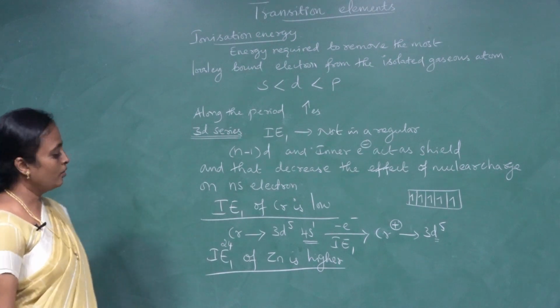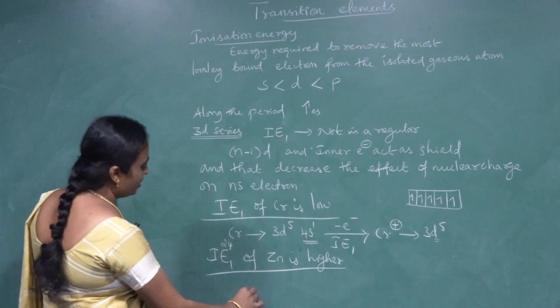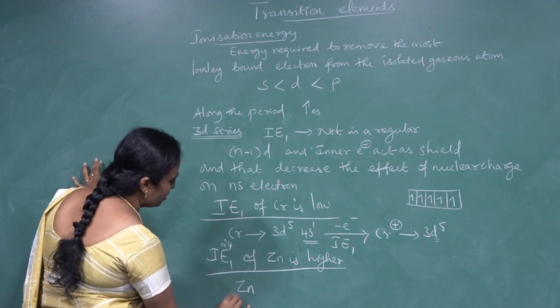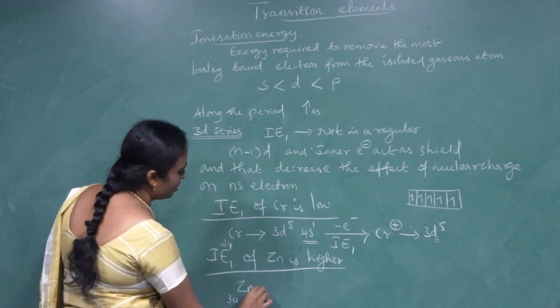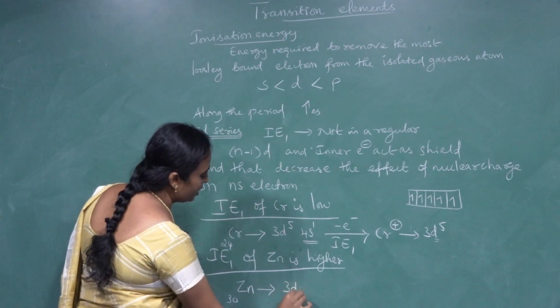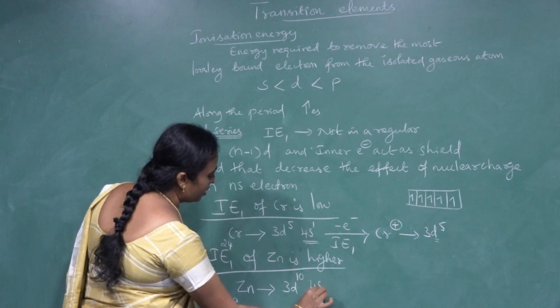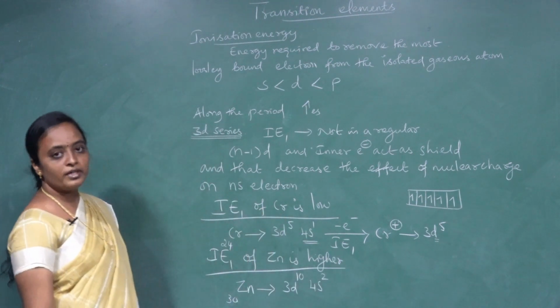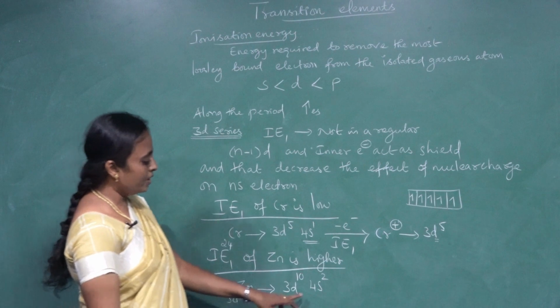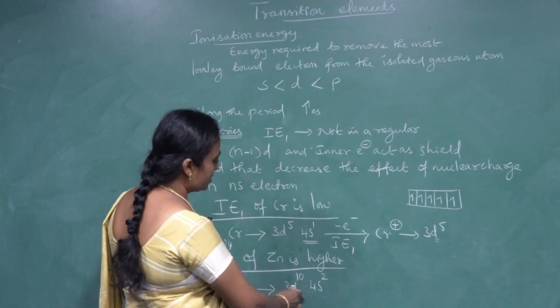Zinc is higher. Now if you are taking zinc, the atomic number is 30 and the electronic configuration is 3d10 4s2: a completely filled d subshell and a completely filled s subshell. Okay, now this is zinc.